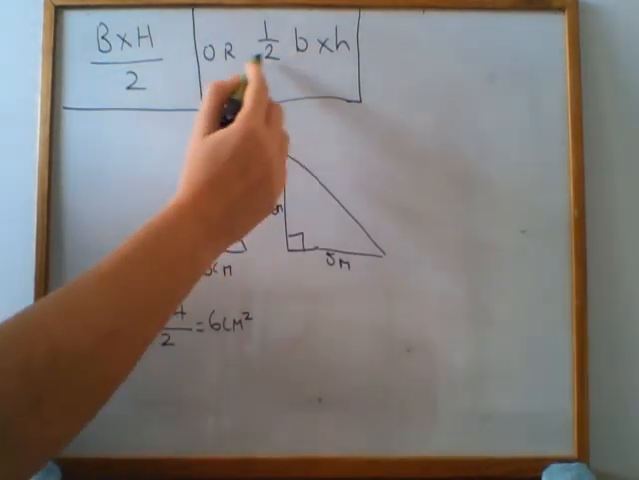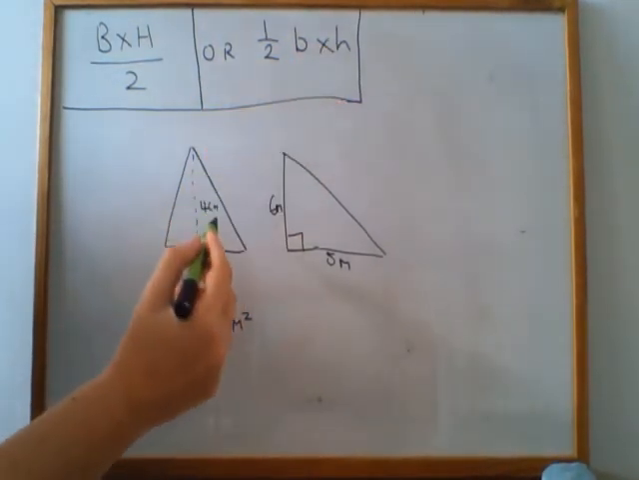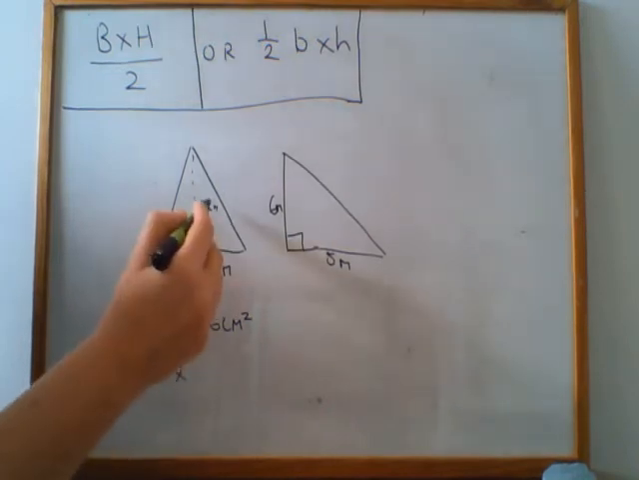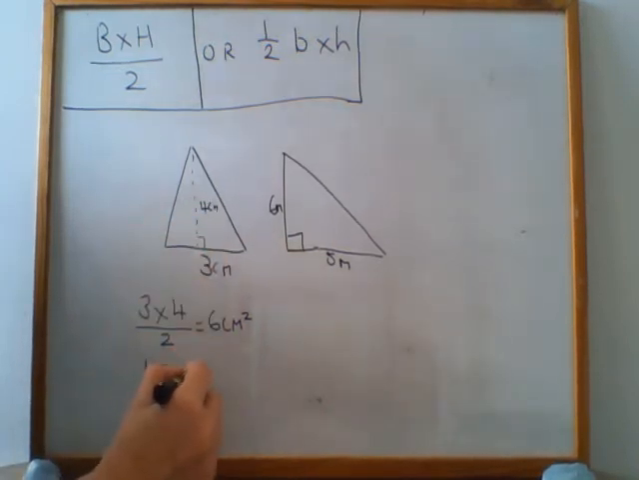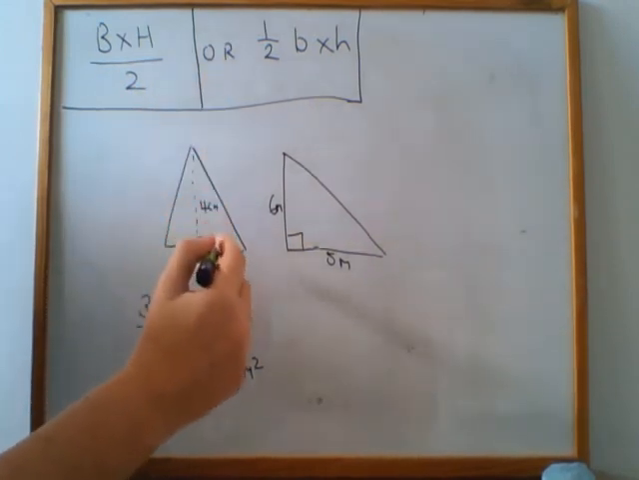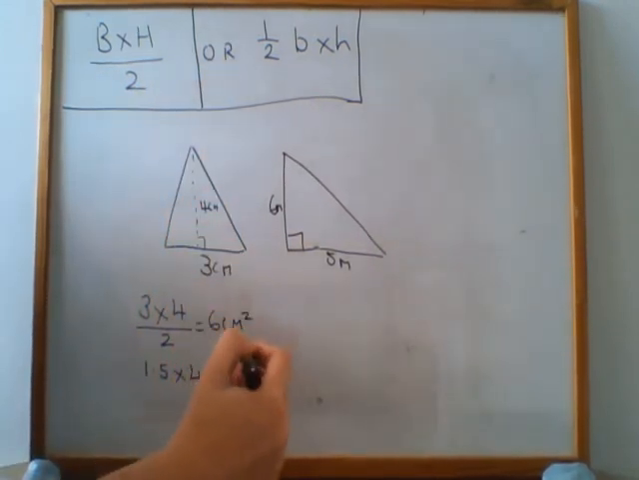If I use this formula to work it out, half of the base times the height, I've got half of 3, which is 1.5. 1.5 times 4, which is 1 times 4 is 4, half of 4 is 2, add them together, 6 centimetres squared. So whichever way you choose to work out the area of your triangle, it's the same answer.